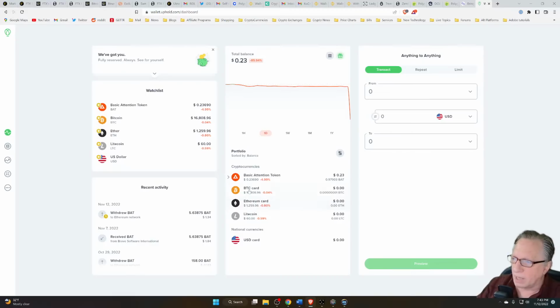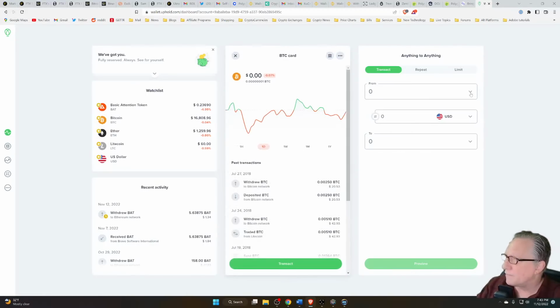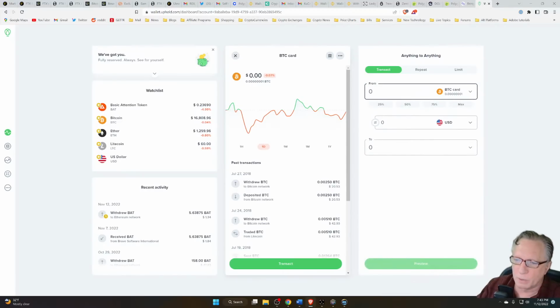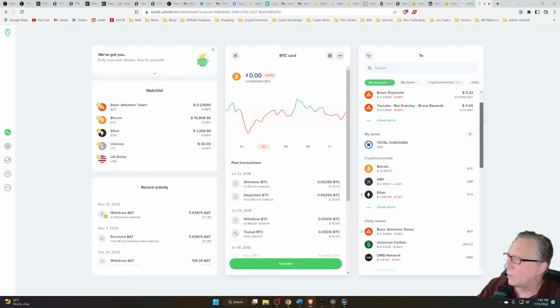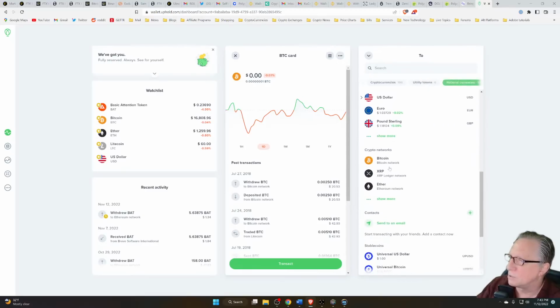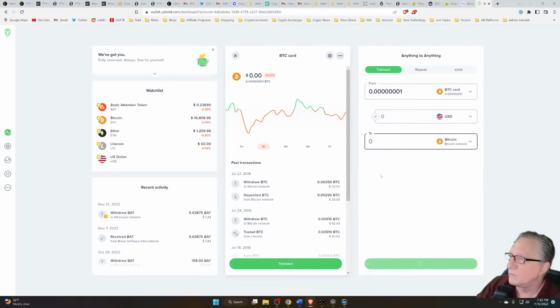Now, if you had Bitcoin in your Uphold account, which is in one of your Bitcoin cards, right? You'd send it all to the Bitcoin network, right? Don't send it to another cryptocurrency within Uphold, right? Because then it just converts it to Bitcoin for you, or moves it to another Bitcoin card. You need to scroll down here to crypto networks and tell it, I want to move it to an external Bitcoin wallet, right? There's nothing there yet.